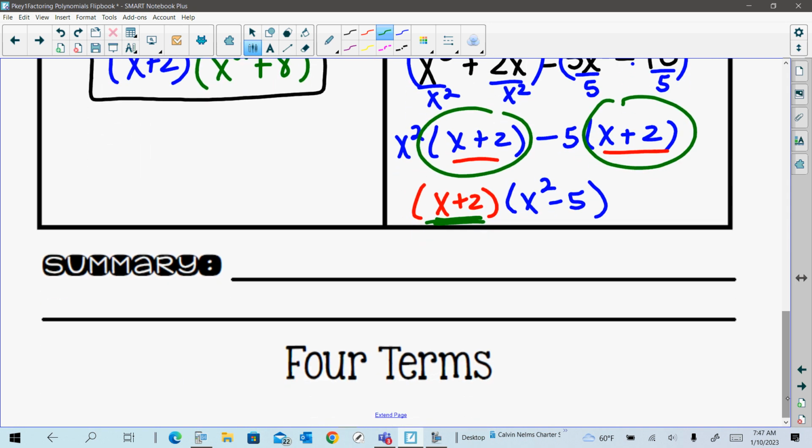So the thing here, we need to make sure to do 4 terms. First, it needs to be in standard form. That's when we go high to low.